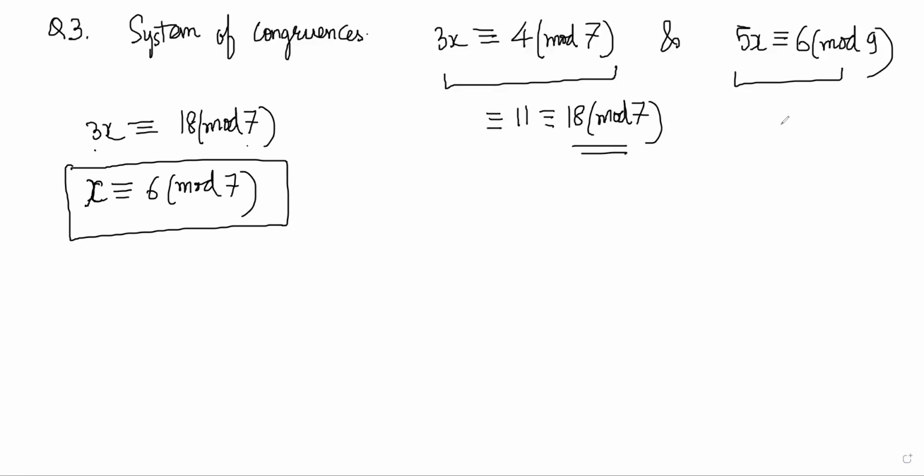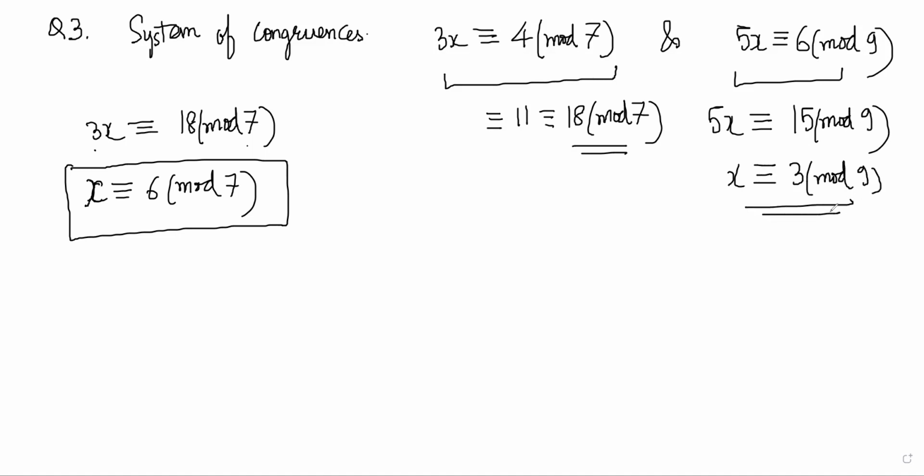Now let's look at the second one. Here again, 6 mod 9, we can easily write as 15 mod 9. And we have 5x is congruent to 15 mod 9. And now divide by 5, you will get x is congruent to 3 mod 9, right? So basically what we are getting here is x is congruent to 3 mod 9 and x is congruent to 6 mod 7. We have to find a common x right here.